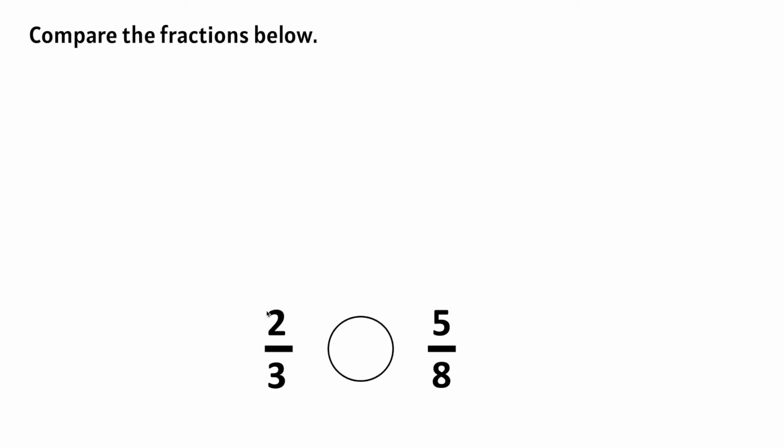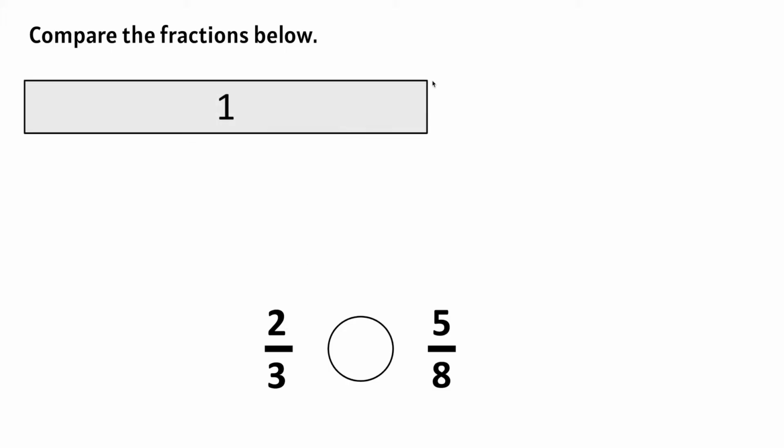Let's compare the fractions below, 2/3 to 5/8. We notice that these fractions have unlike or different denominators. This fraction has a denominator of 3. This fraction has a denominator of 8. So we can't just look at the numerator to compare them.